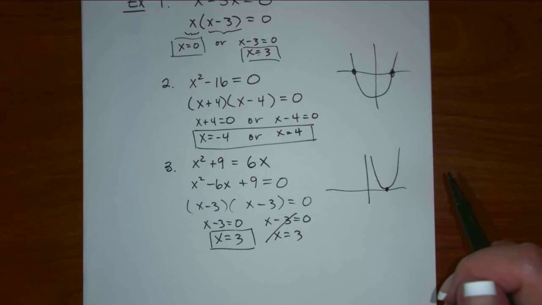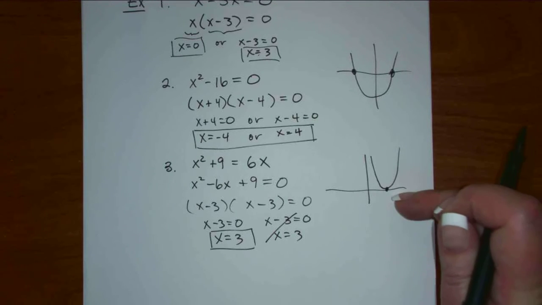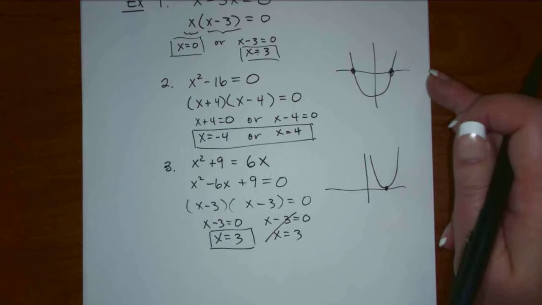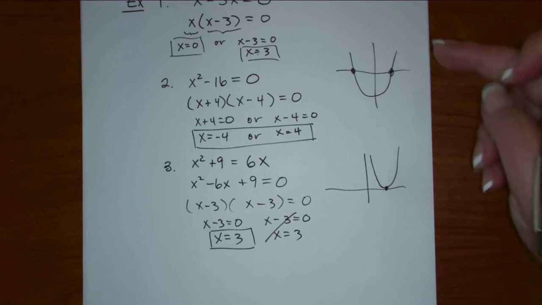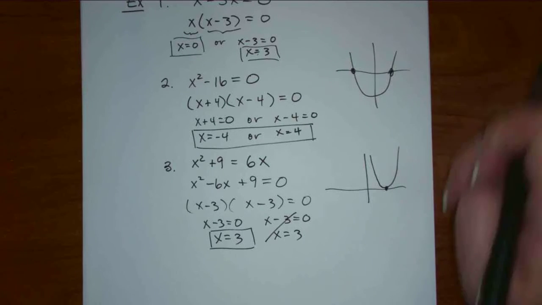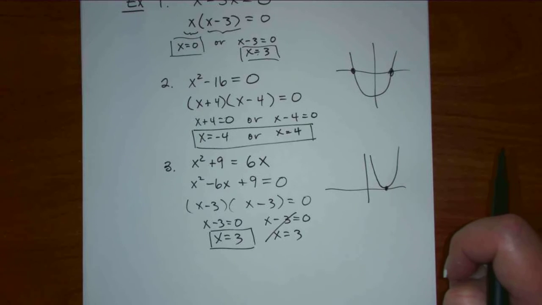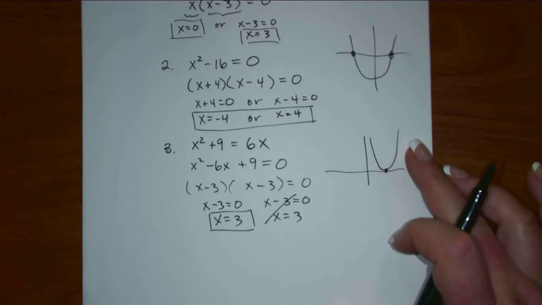And what do you think if it gets no answers? Where would it be? Up high. Right? So those are the possibilities. Either it's below and it would cross in 2 places, or it touches in 1. And we're going to be graphing starting next week.